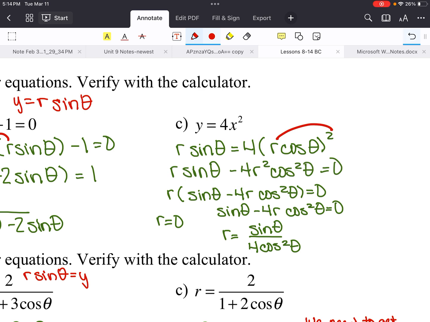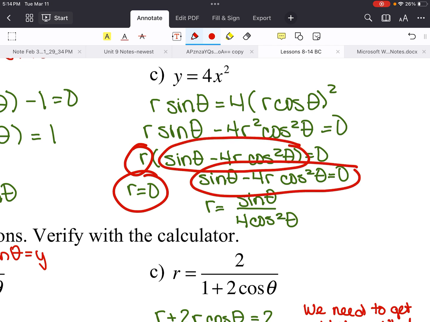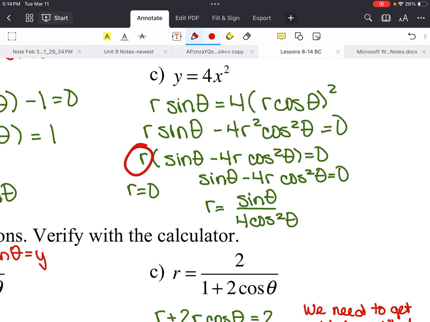So what do I do with that? Well, I've got an equation that equals 0, and I see something they have in common, so I could factor it. So if I factor out an r, then that gives me r equals 0, and it gives me all of this equals 0. Well, r equals 0 would be a radius of 0. That's like, if it's 0 units from the origin, then it's just the origin. So r equals 0 doesn't make any sense. If we solve the other one for r, subtract the sine, divide by negative 4 cosine squared, and then you have a negative over a negative, which is a positive.